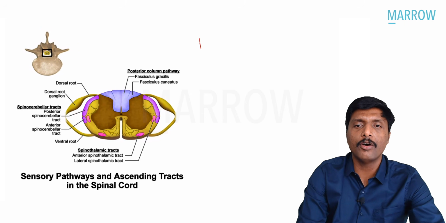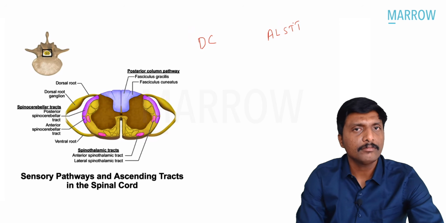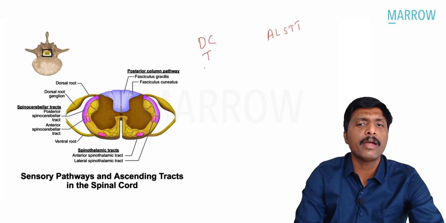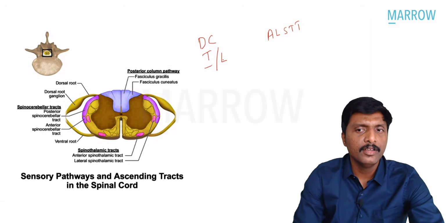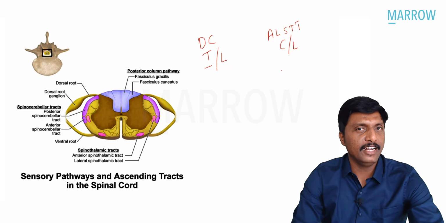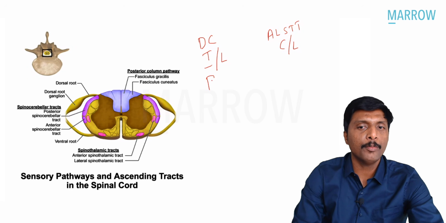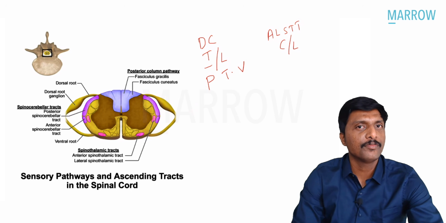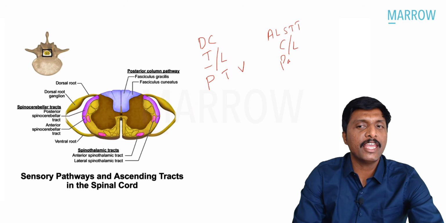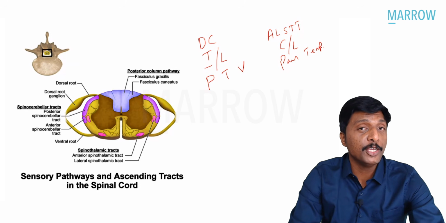We have the dorsal column or posterior column. We have the anterolateral spinothalamic tract. This dorsal column remains ipsilateral in the spinal cord. This anterolateral is contralateral. Dorsal column is ipsilateral. This is the fact we all know. Next fact. This dorsal column is for proprioception, fine touch, and vibration. This anterolateral is mainly for pain and temperature. These are all the facts we all know.